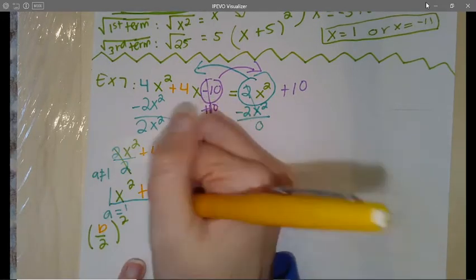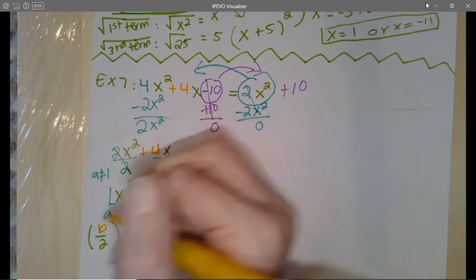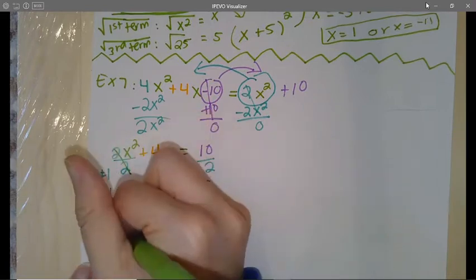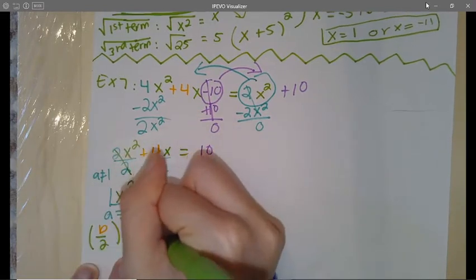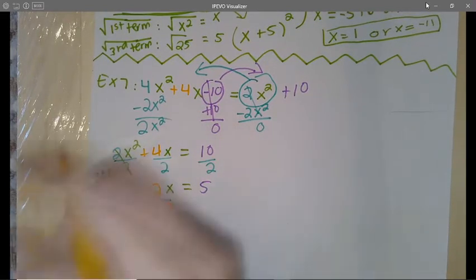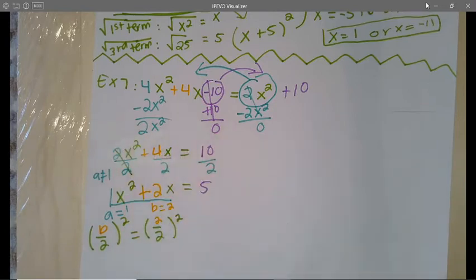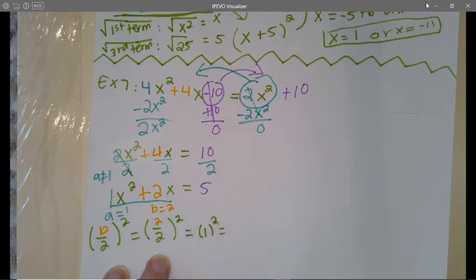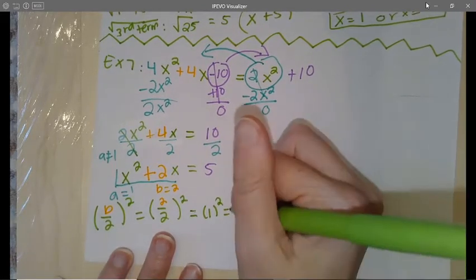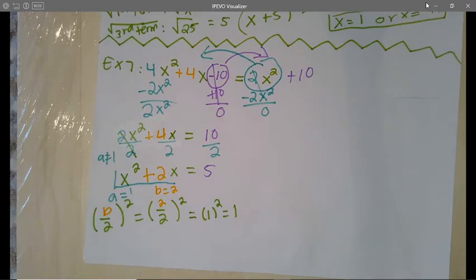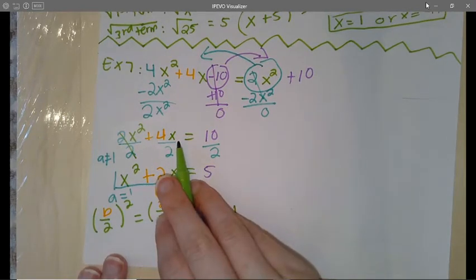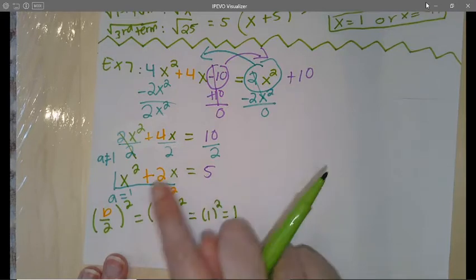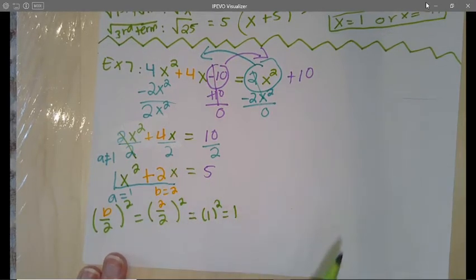Okay, which my b term is 2. So this is going to be 2 over 2 squared. So 2 over 2, and anything divided by itself is 1. So this will be 1 squared, and 1 times 1 is 1. Look at that. So this is the number that I'm going to add onto this side of my equation, onto my quadratic, to force it to be a perfect square trinomial.